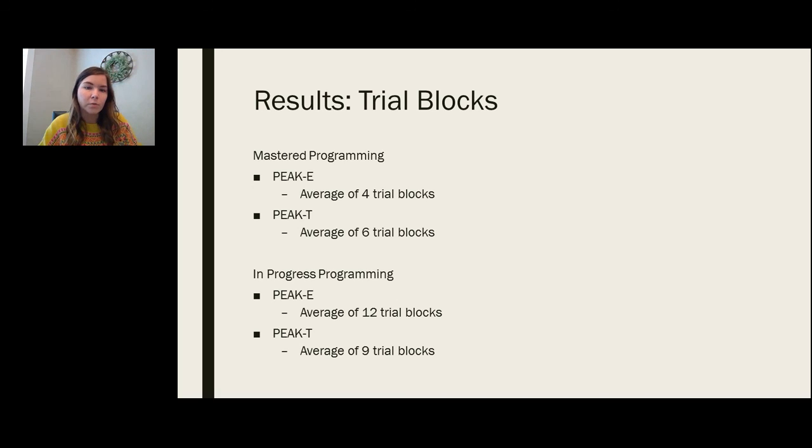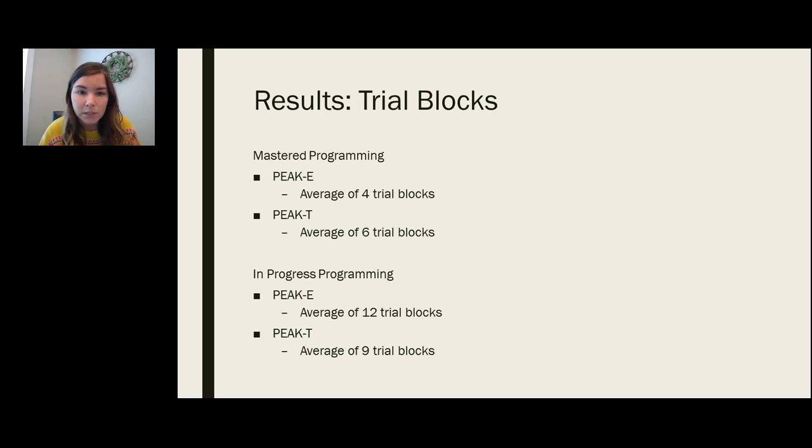So for our trial blocks, mastered programming for Peak E, she mastered programs about every 4 trial blocks, and for Peak T, she mastered about every 6 trial blocks. And then programs that were in progress when we had to end the study, for Peak E, she was averaging about 12 trial blocks, and for Peak T, she was averaging about 9 trial blocks.